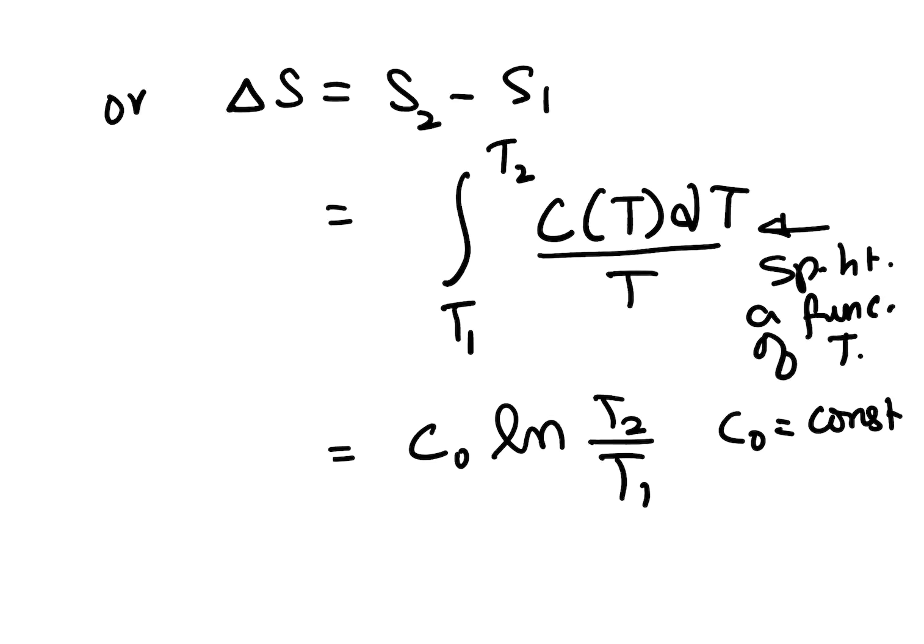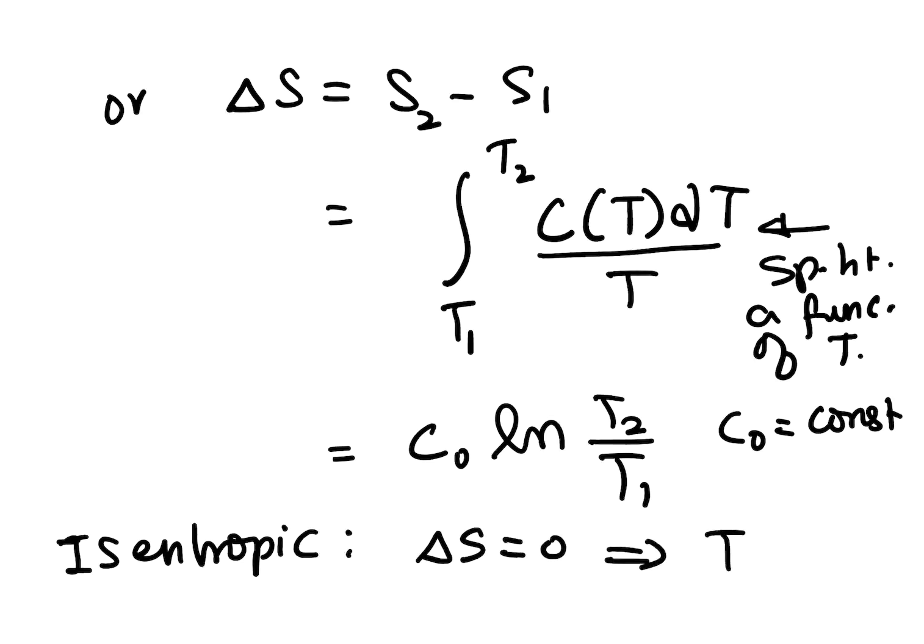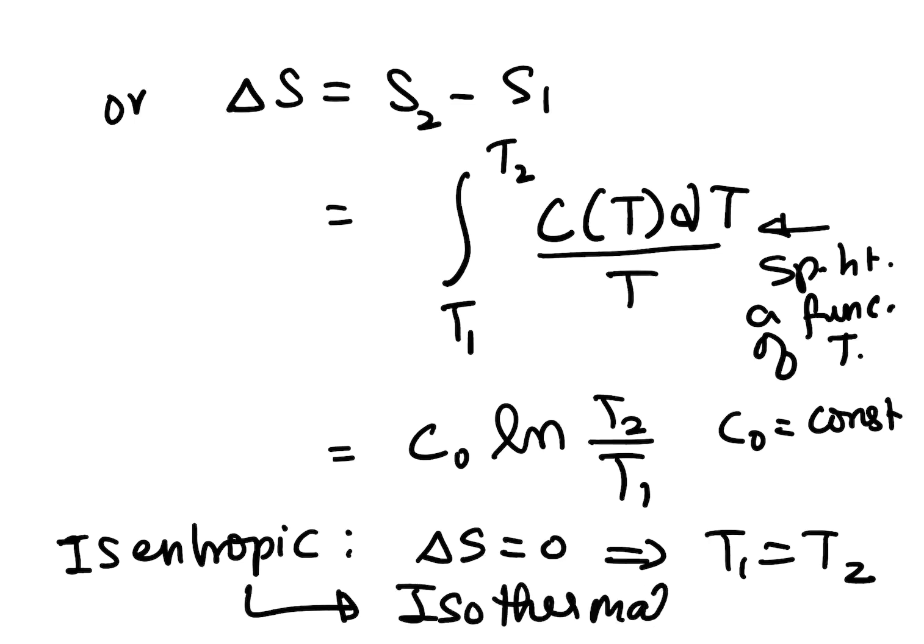For an isentropic process, I have delta S equals 0, which implies T1 equals T2. That's the only possibility by which delta S can be 0. So in this case, isentropic also implies isothermal. This is only for liquids and solids.